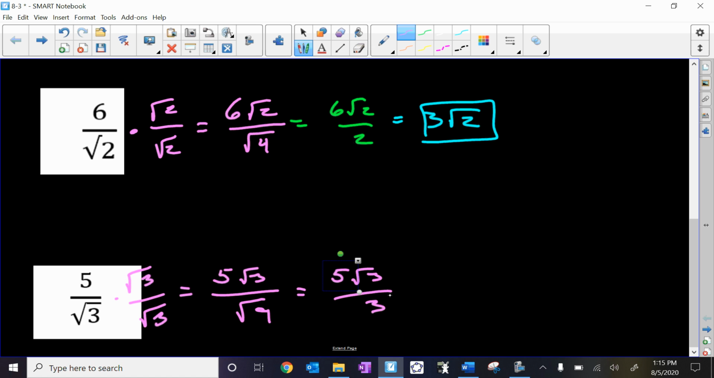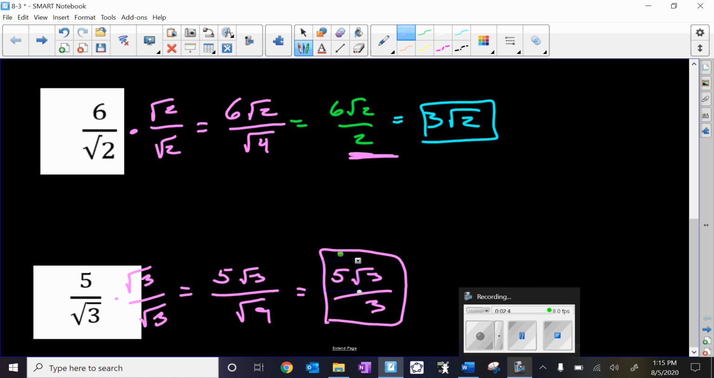Notice that I can't take 5 divided by 3 as nicely as I could up here when I did 6 divided by 2. So I'm really just going to leave this one as is. I'm not going to touch it anymore. Okay, so that's the idea of rationalizing the denominator, which we're going to need to use in our upcoming lesson.